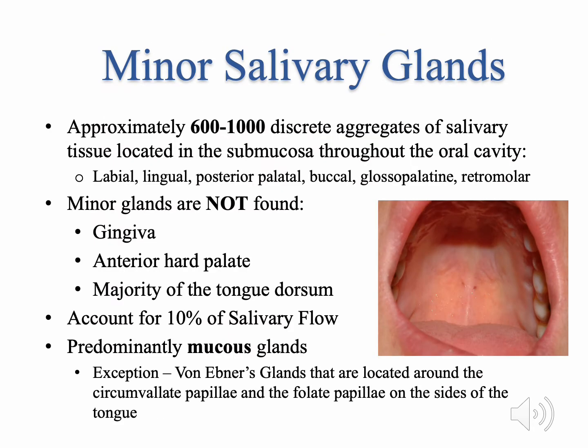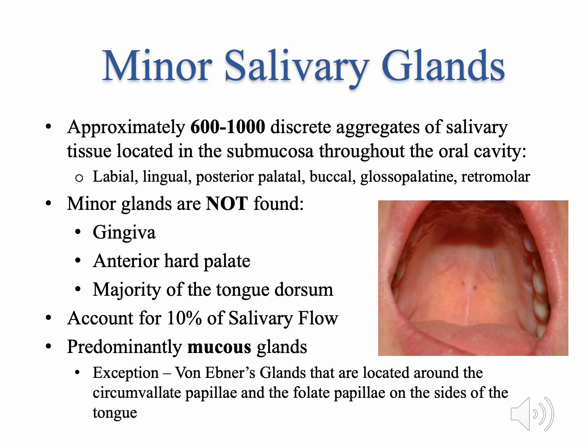And then moving to the other type of salivary gland we have in the oral cavity, and these are the minor salivary glands. We have a large portion of minor salivary glands, roughly 600 to 1,000, and these represent discrete aggregates of salivary gland tissue located within the submucosa throughout the oral cavity. Minor glands again are not found in the gingiva, anterior hard palate, and the majority of the tongue dorsum.